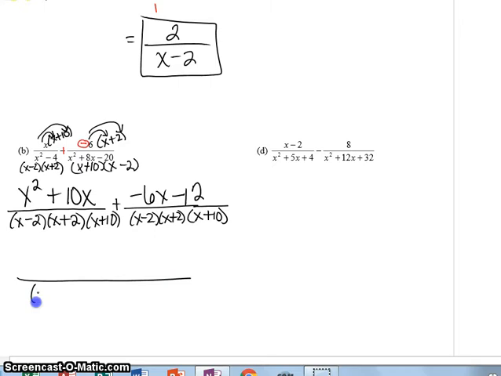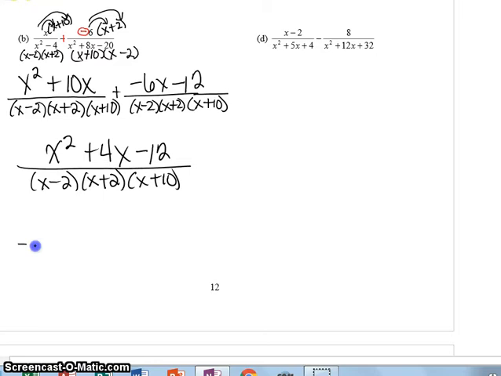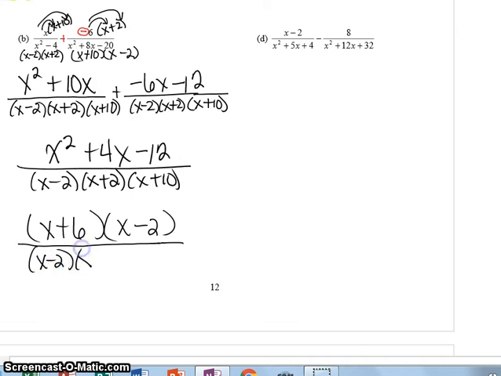So you're going to keep and carry that very ugly denominator of x minus 2, x plus 2, x plus 10. Okay? Combine like terms up top, nothing combines with the x squared. I have 10x minus 6x would be plus 4x and minus 12. Okay, the last step on this one, you have to factor that trinomial. Okay? So what multiplies to negative 12 but adds to a positive 4 is going to be x plus 6 and x minus 2. Again, all over that ugly denominator.